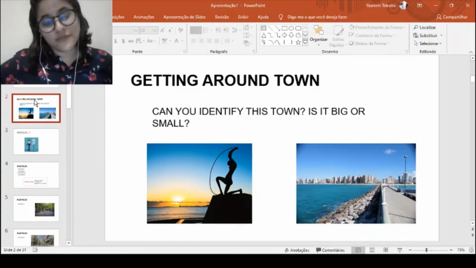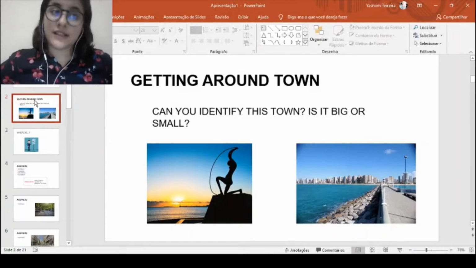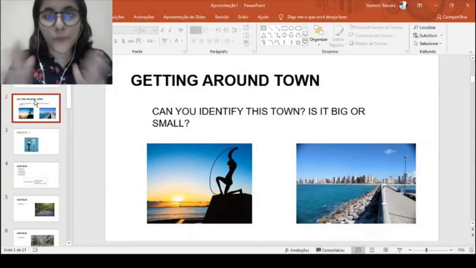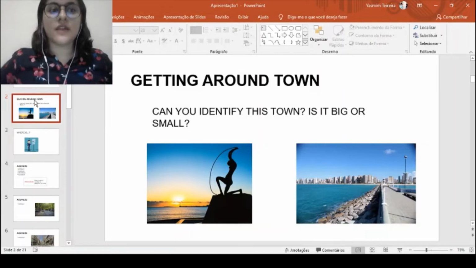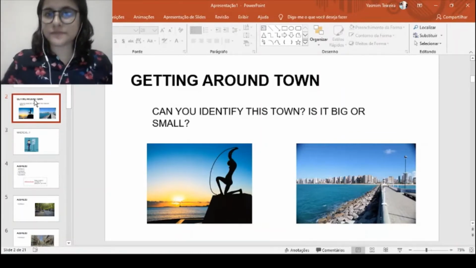If you think Fortaleza is big, you should say, Fortaleza is a big town. If you think Fortaleza is not a big town, it is small, you should say, Fortaleza is a small town.